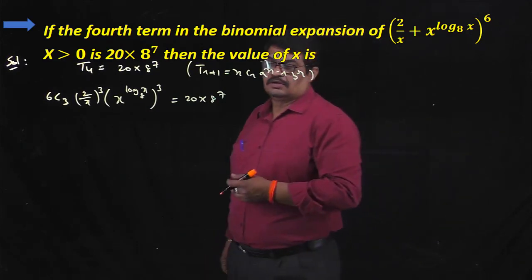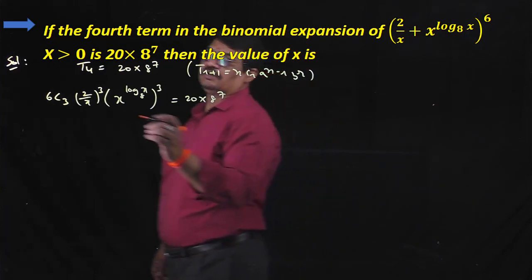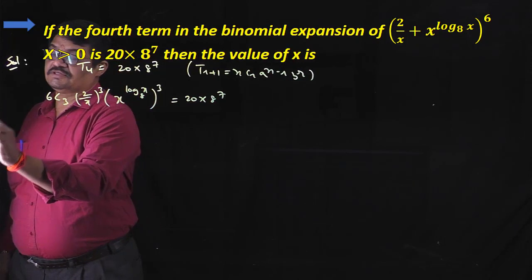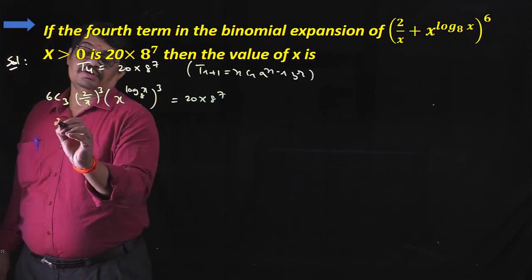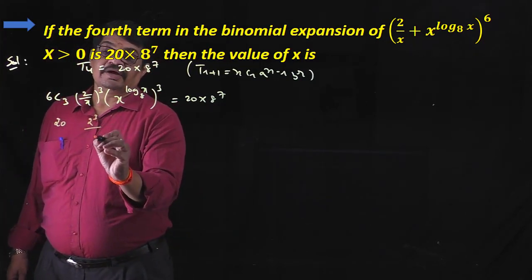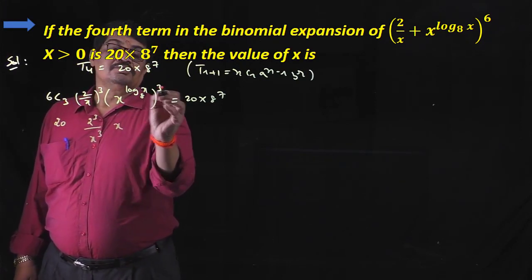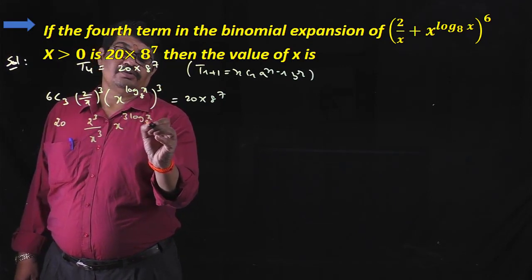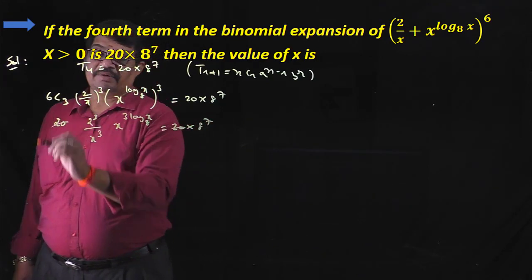Now we find the value of x. 6C3 is 6 into 5 into 4 by 3 into 2, that is 20. Here 2 cubed is 8 by x cubed. Then x to the power of 3 log x to the base 8 is equal to 20 into 8 power 7. This 20 will be cancelled.